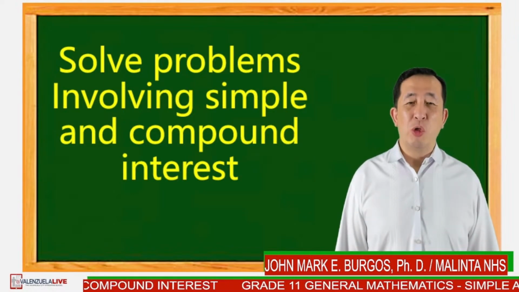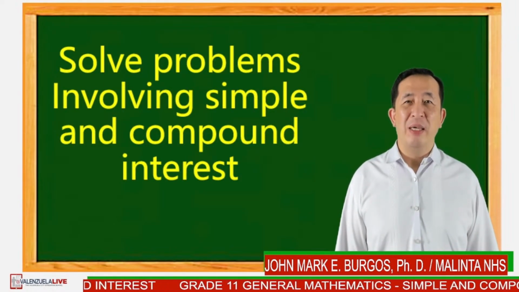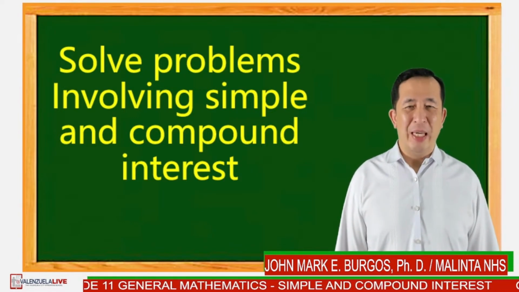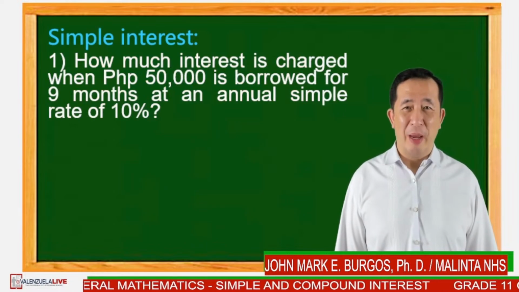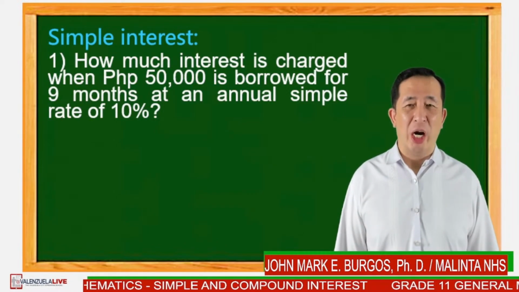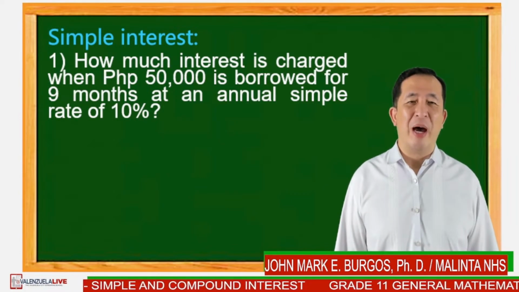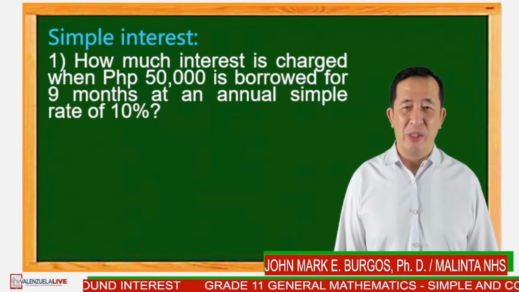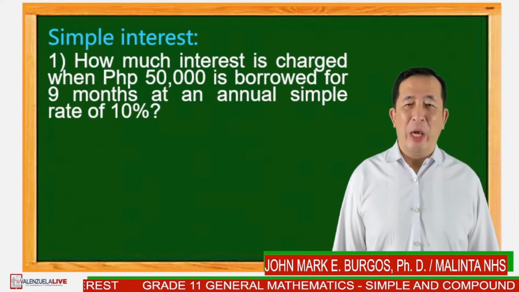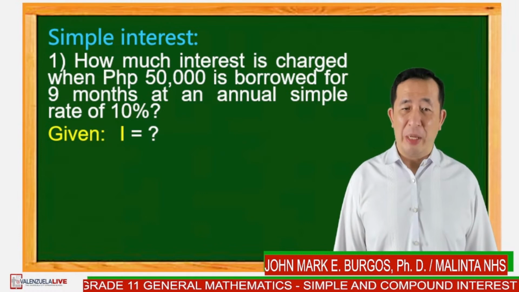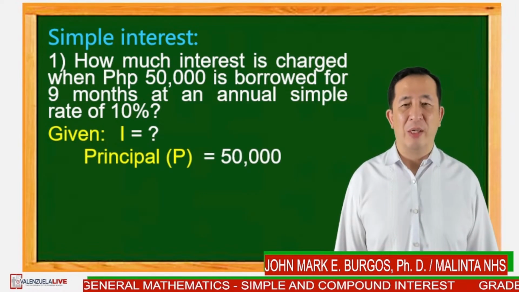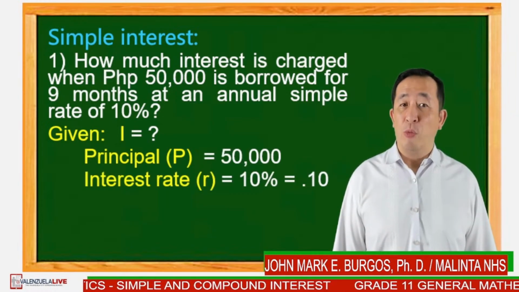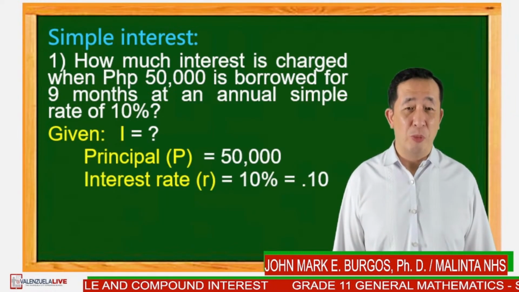Let's proceed to solve problems involving simple and compound interest. For the simple interest, we have the first problem. How much interest is charged when 50,000 is borrowed for 9 months at an annual simple rate of 10%? From the problem, we can see the given, which is the principal, which is 50,000 pesos, the interest rate or the R, which is 10%, but we have to convert that to decimal, which is 0.10.